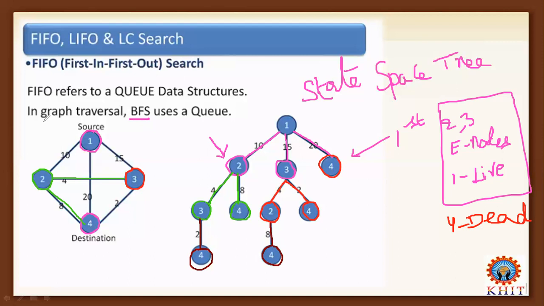And finally, how I will get the solution is, in the first iteration, find the shortest path. So the shortest path is 1 to 2 with cost 10, 1 to 3 with cost 15, 1 to 4 with cost 20. Among these three paths, 1 to 2 is the minimum path. So 1 to 2 is considered as the minimum path.